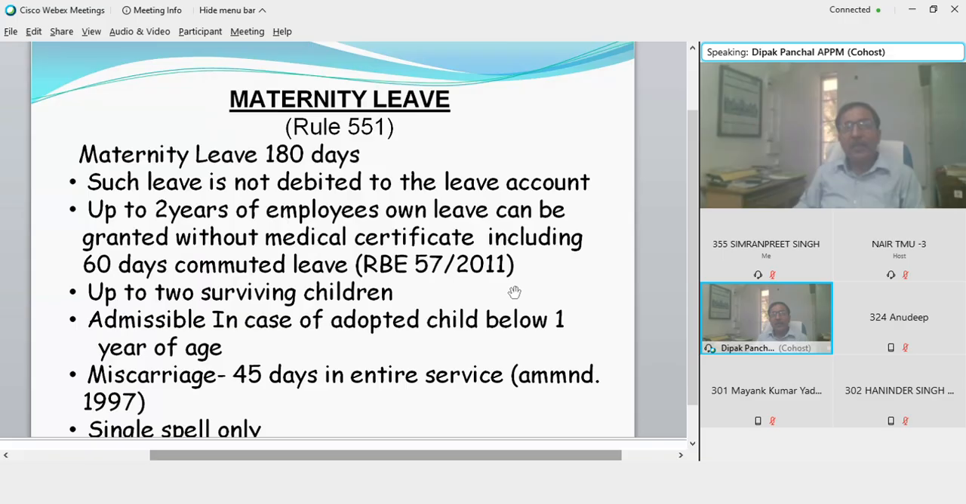First of all, maternity leave. The maximum maternity leave is 180 days. It is given up to 2 surviving children. This means the limit is to the number of children, not the number of times this leave can be sanctioned. For example, in first delivery, if there are twins, no more maternity leave can be sanctioned as long as those 2 children are surviving.